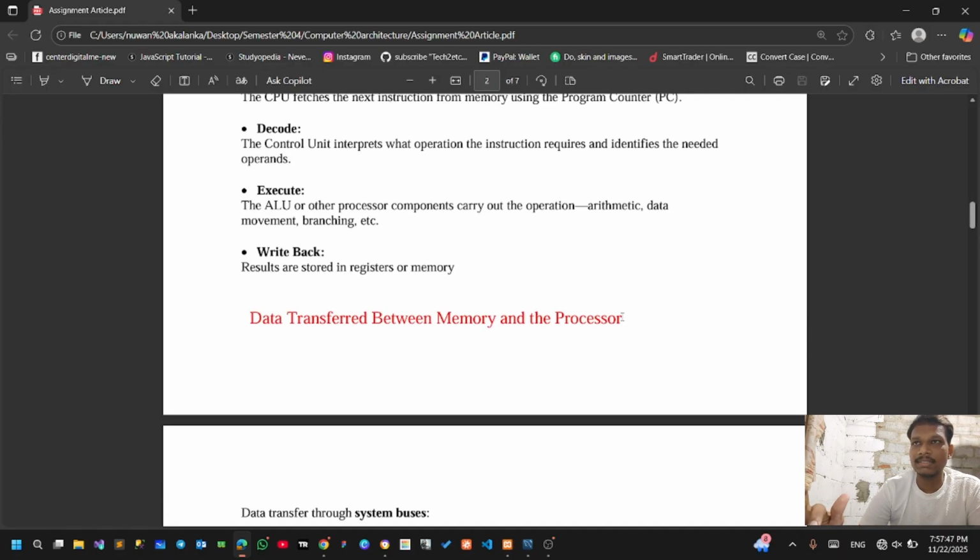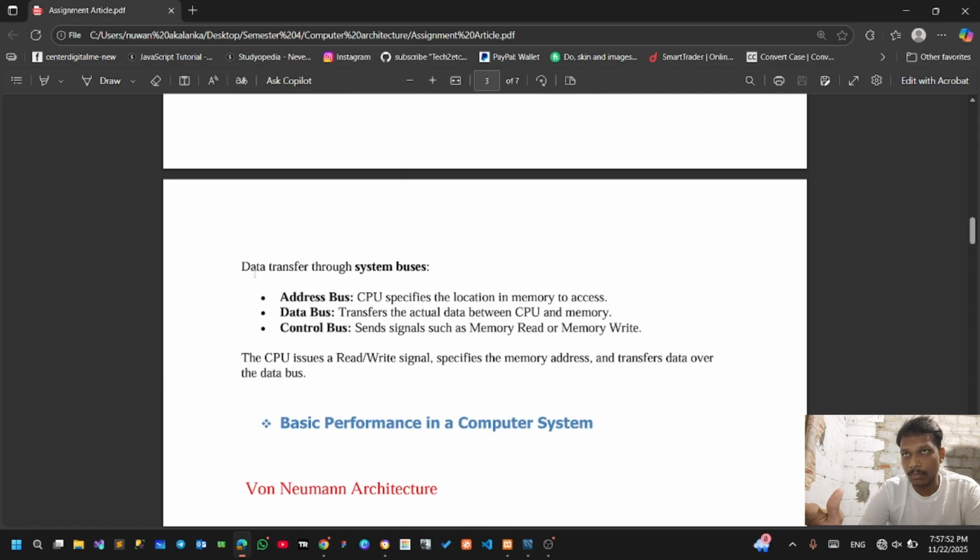So next we discuss data transfer between memory and the processor. We have mainly three buses: the address bus, data bus, and control bus. In the address bus, the CPU specifies the location in memory to access, the data bus transfers the actual data between the CPU and memory, and the control bus sends signals such as memory read or memory write. The CPU issues a read or write signal, specifies the memory address, then transfers data over the data bus.